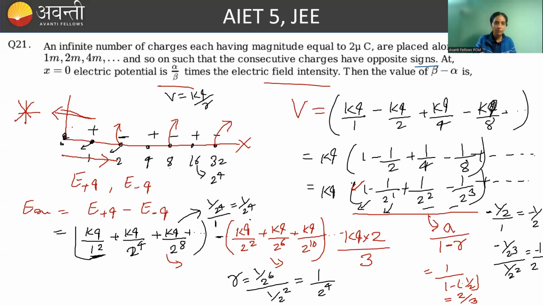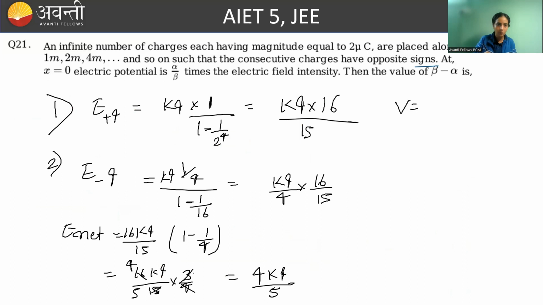Okay. And what value of potential we got? 2 KQ by 3. So potential is how much? 2 KQ by 3. Okay. So this is how much? 2 KQ by 3. What is electric field? That is equal to 4 KQ by 3. Now come to the question.